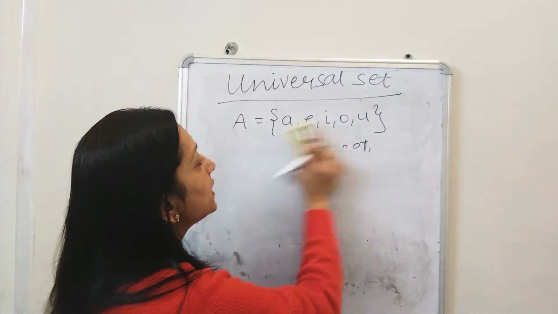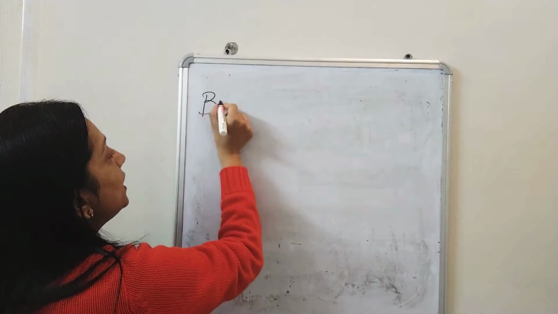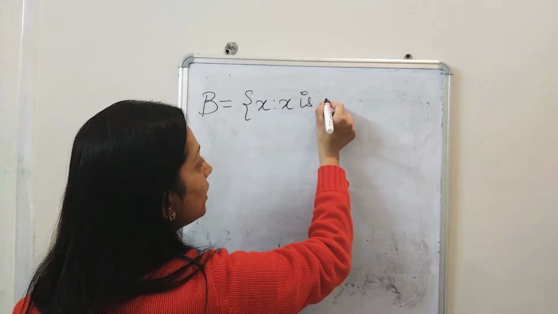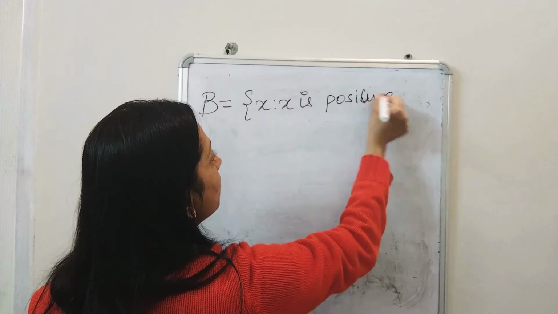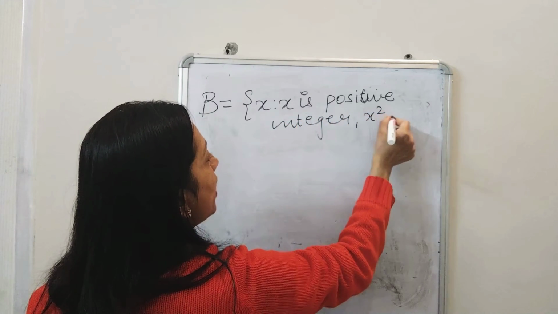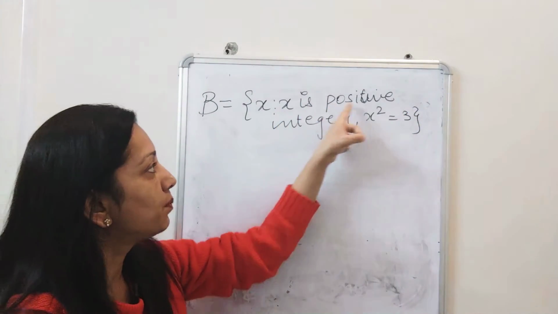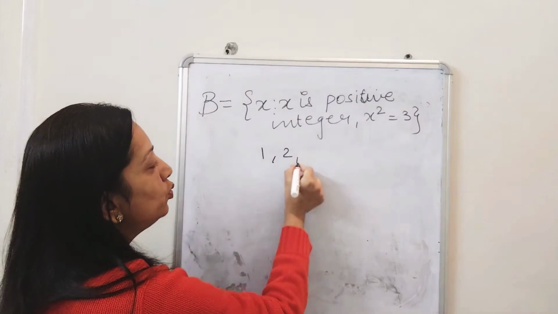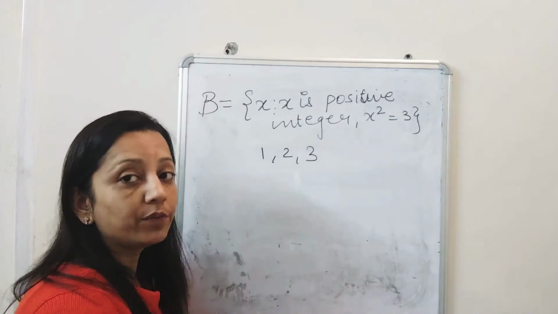So the empty set is one set which does not have any elements. Now if I take an example, I say B is a set of X such that X is a positive integer and X square equals 3. So what am I saying? B is a set of X such that X is a positive integer and the square of X gives you 3. Now any positive integer 1, 2, 3, the square of these integers will never give you 3. So this is a condition which cannot be satisfied.